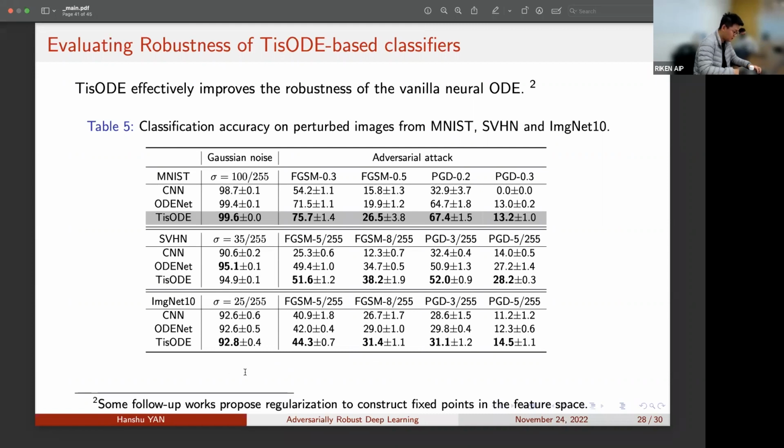So in 2021 and 2022, there are several follow-up works. They propose a regularization to construct the fixed point in the feature space, and the follow-up works can achieve much better robustness in comparison to TRFC.